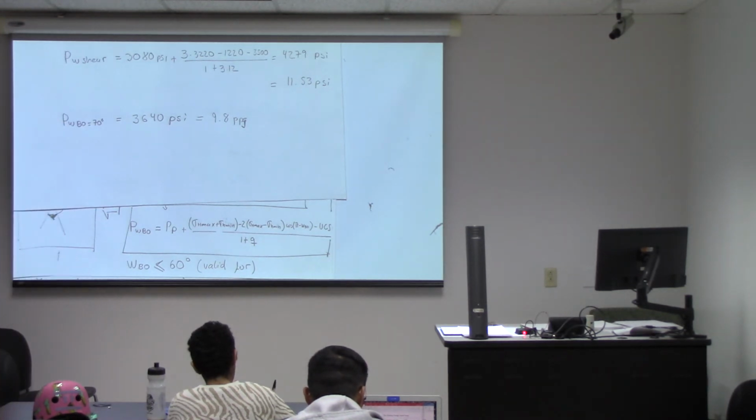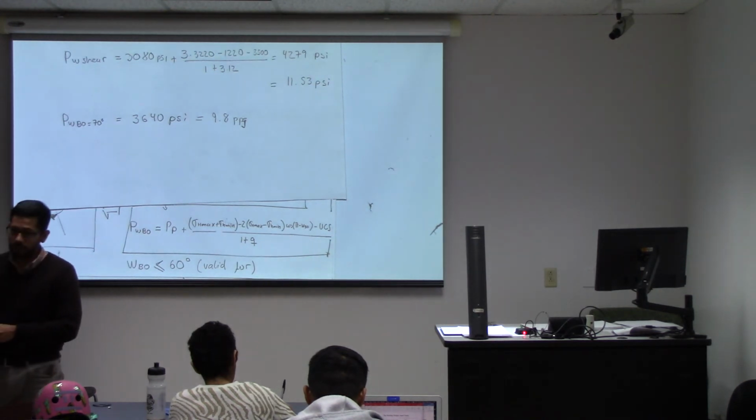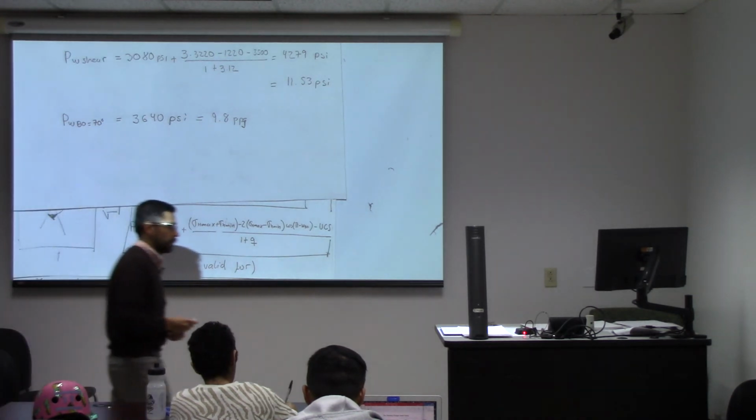Something I didn't say too is that probably you remember this from drilling. If you have your wellbore pressure below pore pressure, that's called underbalanced drilling. If you go above the pore pressure, that's called overbalanced drilling. Okay, so pore pressure is something very important to keep in mind.